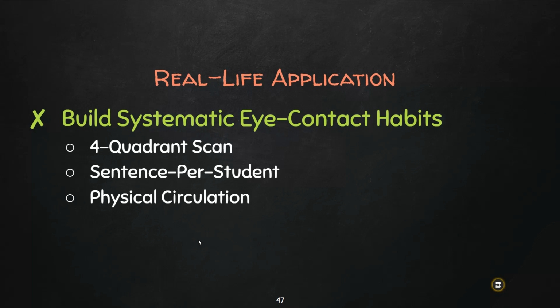Also suggested was a sentence per student strategy. Especially in small group instruction, look directly at one student for a full sentence, then shift to another student for the next sentence. Lastly, AI suggested physical circulation. Step away from your current spot every 2 to 3 minutes and teach from a different place in the room. Proximity makes eye contact unavoidable and benefits students who rely on cues.